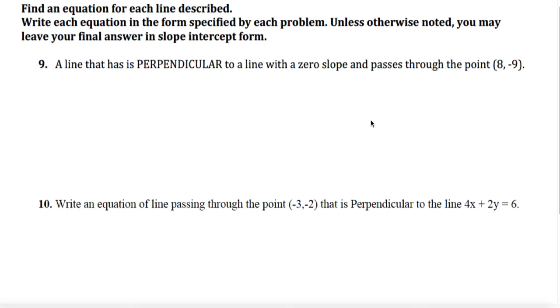Hi everyone, it's Coach Fred here, and today I'm going to be going over writing equations of lines that deal with perpendicular slopes. Okay, so perpendicular lines are lines that meet at a right angle.